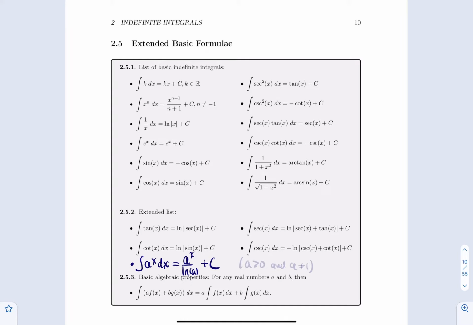Hello, everyone. Now I'm going to talk about the extended list of basic indefinite integrals. In this section, I'm just going to present all the formulas that we have so far in that basic list of indefinite integrals. Also, the basic property that we know so far: if you want to integrate aF plus bG, you're going to get a times big F plus b times big G.